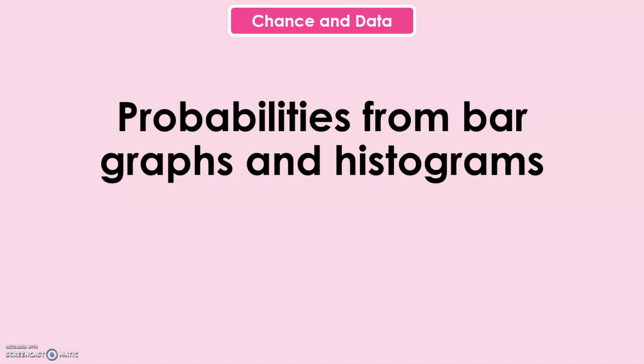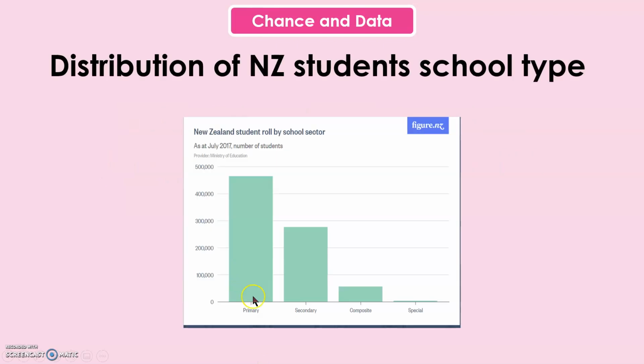Remember, the only difference between frequency and probability is that probability is worked out by taking the frequency and dividing it by the total. So generally, probability charts and frequency charts look the same. So if we take a look here, here's an example of a distribution of New Zealand students, and they're separated in which school they're in.